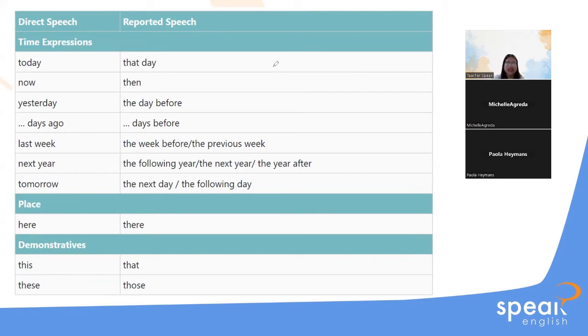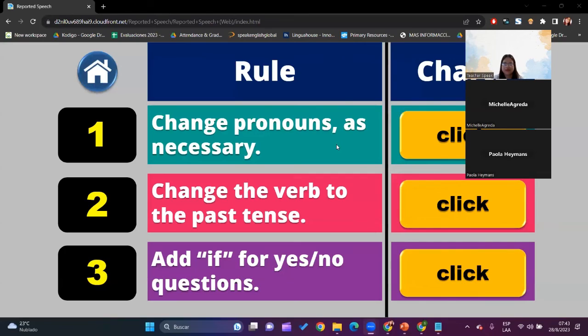Okay, and something else is important to change. We are forgetting something. What is it? What do you think? What about the pronoun?